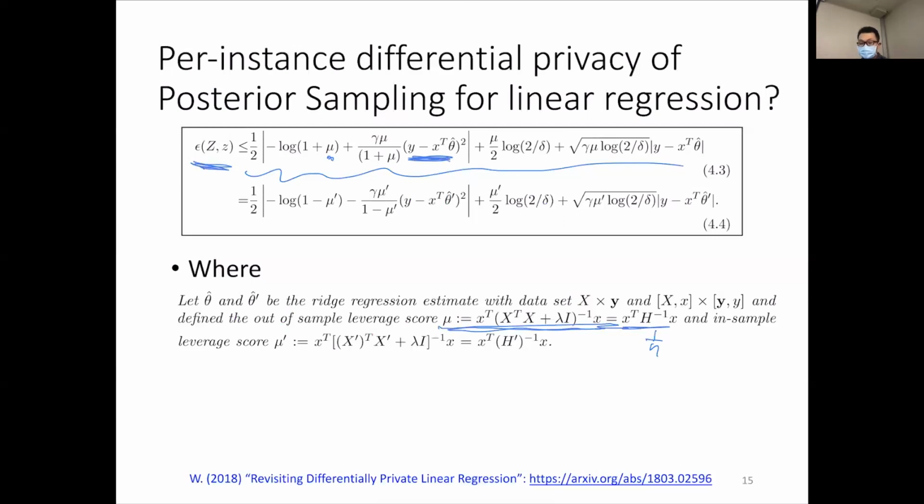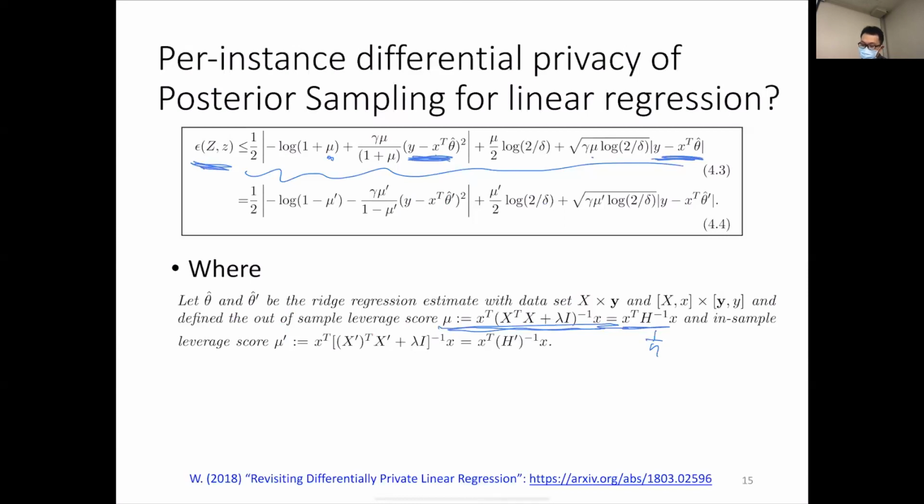So this says how accurately the empirical risk minimizer, or the ridge regression coefficients, is predicting your label based on your data point. If you are predicted accurately, then having you or not having you will not make much of a difference, right? So everything in this expression depends on just these quantities. It depends on this residual, and it depends on this mu.